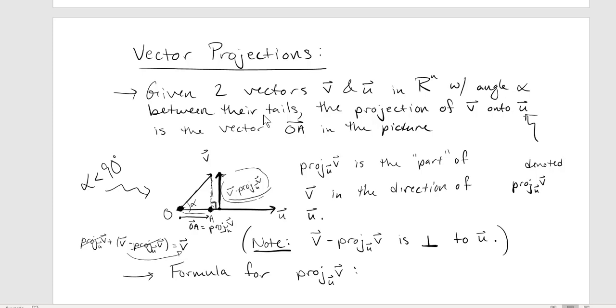But an important thing to notice is this vector, v minus the projection of v onto u, is orthogonal to u. It has to be. Sometimes you might hear this called the orthogonal projection of v onto u. Our book doesn't use this notation, but I believe the calculus sequence does.